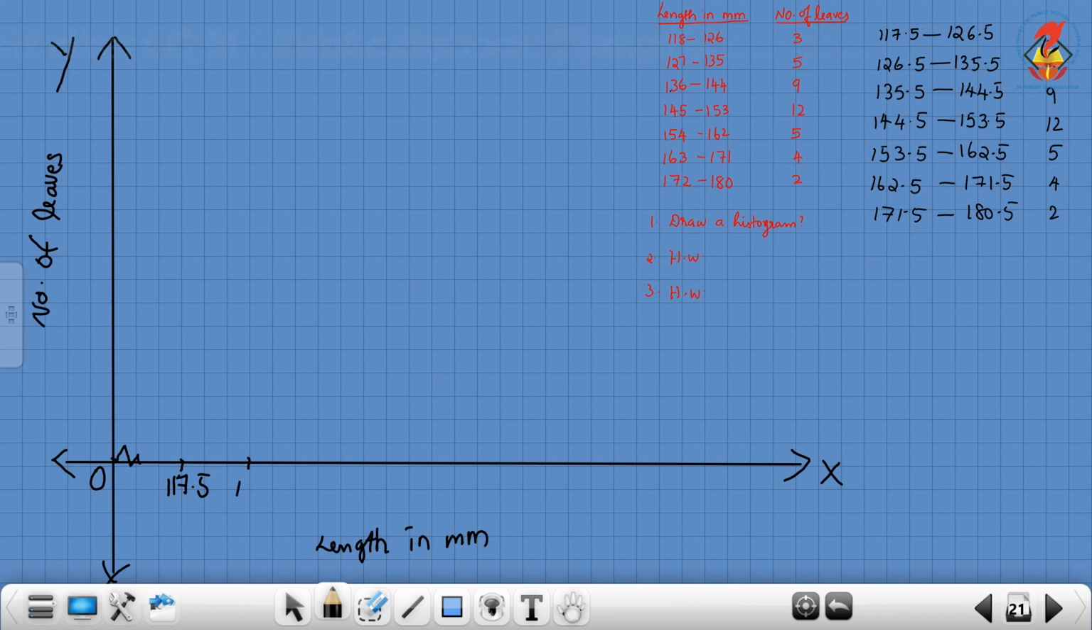Next 126.5. Leave 2 lines. Next 135.5, 144.5, 153.5, 162.5, 171.5, 180.5.